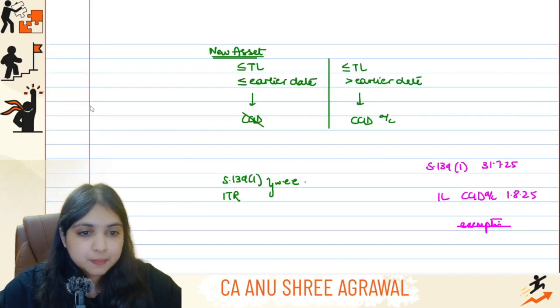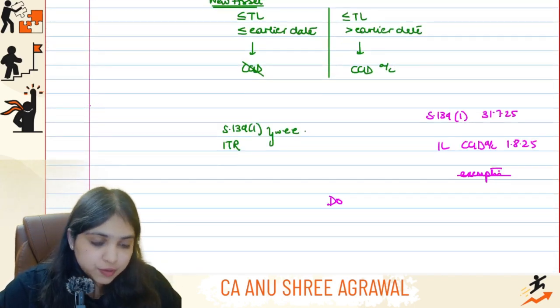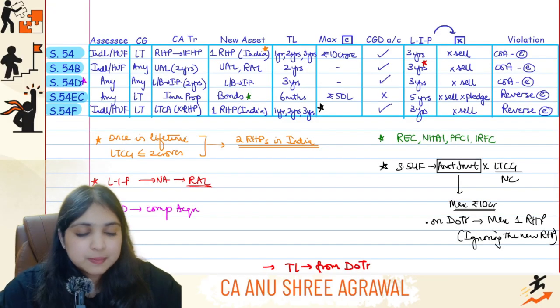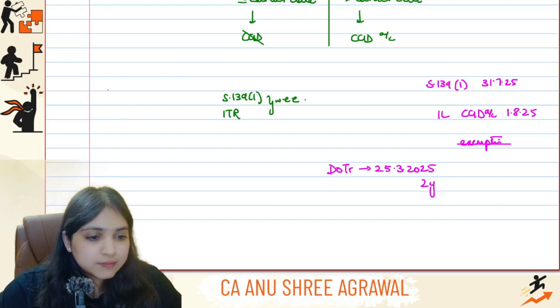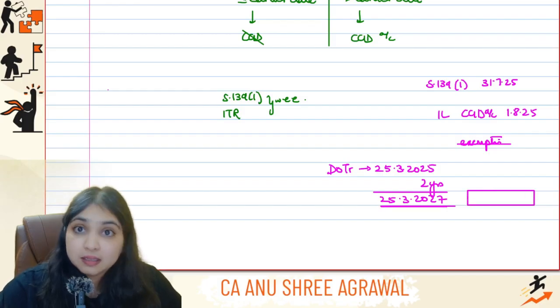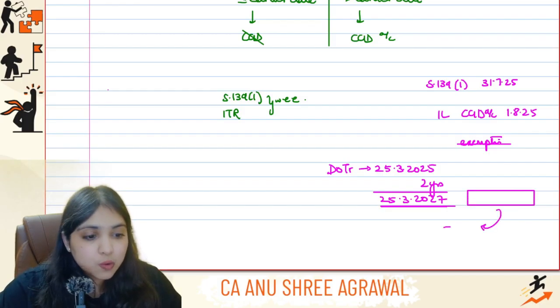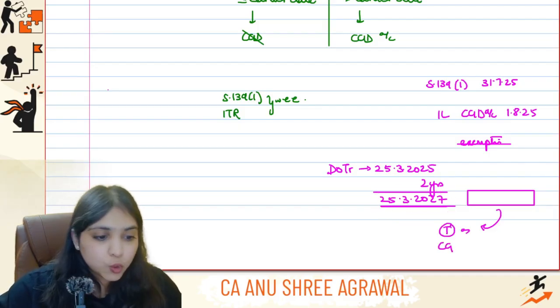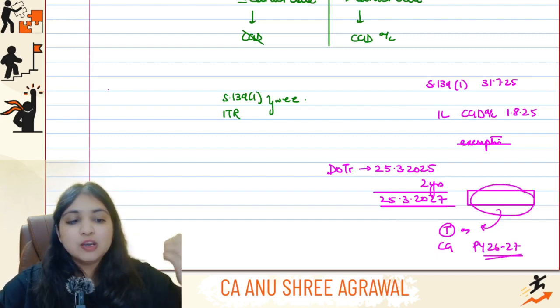Like, for example, let's say your date of transfer was the 25th of March 2025. Now let's say a 2 years time limit. Let's say we're talking about 54B, where a 2 years time limit is applicable. In that case, we will come back and check the CGD account on 25th March 2027. We'll see on this date how much money is still there in the account. Whatever money is still there, that will be taxed as capital gains of which year? In the year in which the 2 years period is getting over, previous year 26-27. So in 26-27, whatever amount is remaining unutilized is going to be taxed.